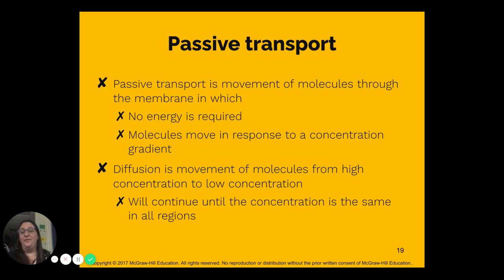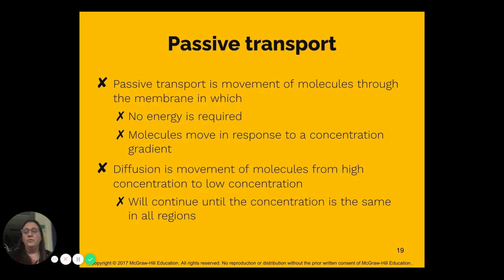Welcome back for part 3, where we're going to talk about transport of substances. There's a couple different kinds of transport that we're going to learn about. One is called passive transport. Passive transport is just like it sounds. No energy is required. If you're very passive, you don't expend a lot of energy into something.